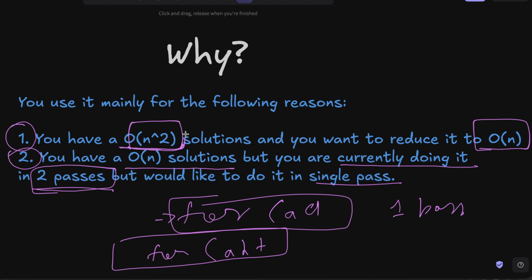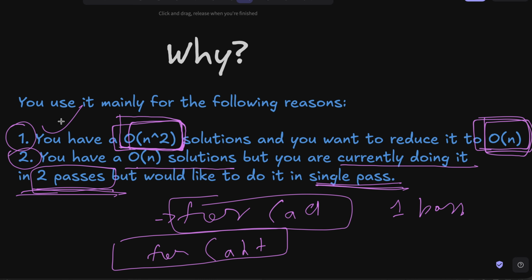How are we even able to reduce order of n square into order of n, right? Because this is not going to work for every order of n square solution. If you have something like a graph and you are getting order of n square, two pointers is not going to work. So in what kind of situation are we able to convert this n square solution into an order of n? And in what kind of situation are we able to convert this two pass solution into a single pass solution? We are going to understand that with the help of an example.